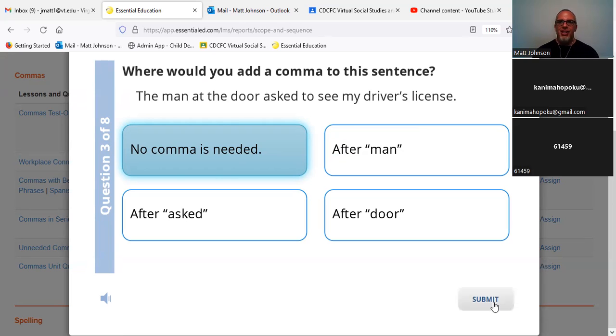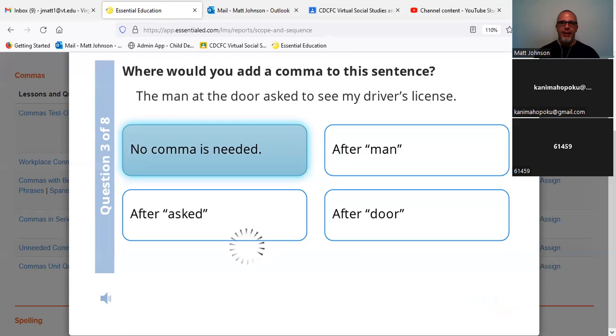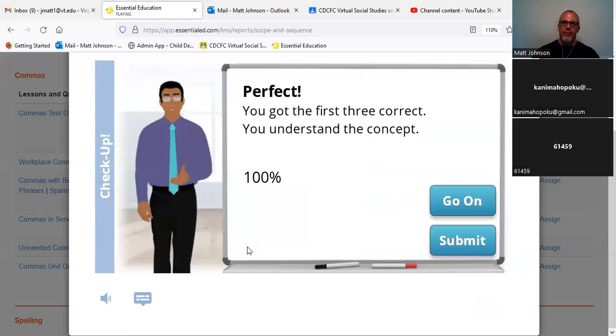There's no inessential information that needs to be set off in commas. Yeah, the man at the door is the subject, an essential part of the main clause. All of the other information is also essential to the main idea. You're doing very well. Keep going.